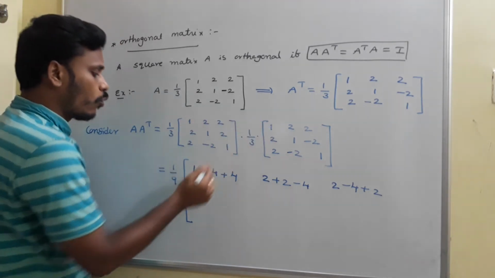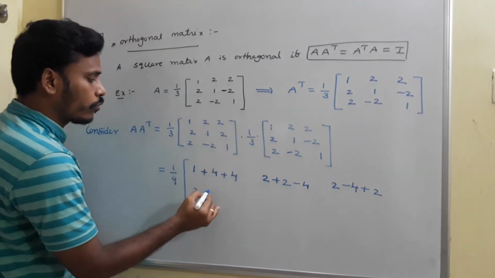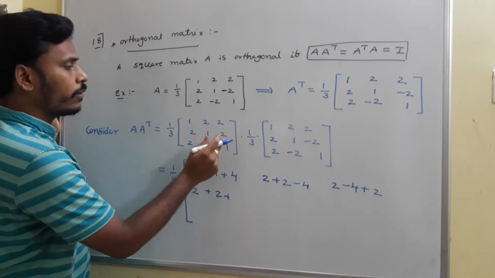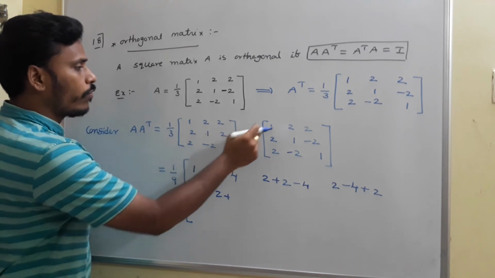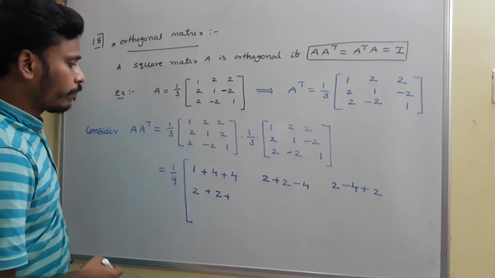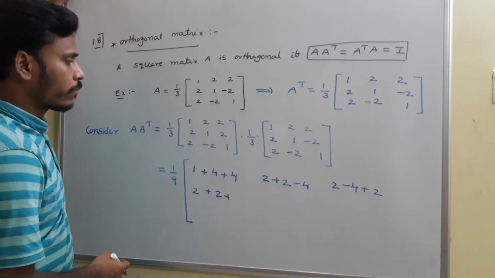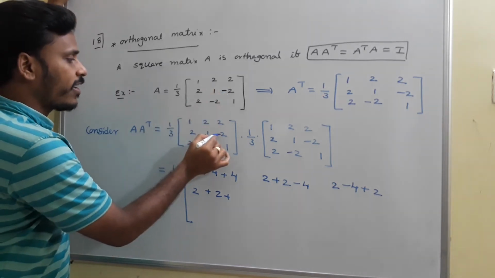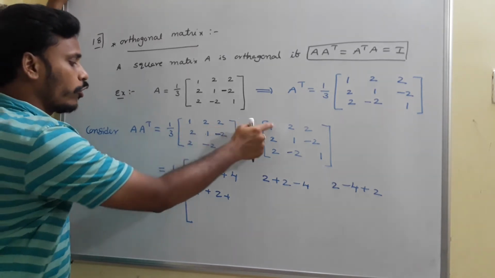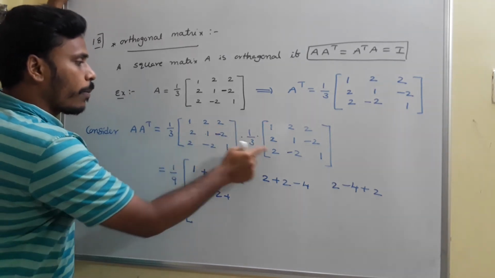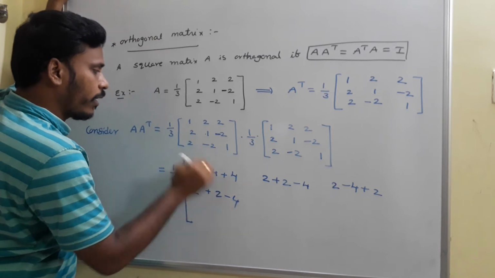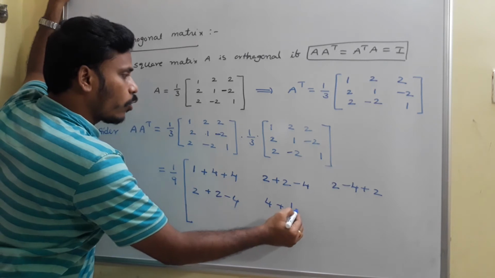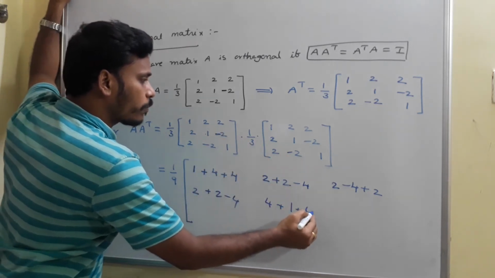So 2 into 1 is 2, 1 into 2 is 2, and then this second row with the first column. Here it is minus 2, so I need to take minus 2 here also. That's the problem. 2 into 1 is 2, 1 into 2 is 2, minus 2 into 2 is minus 4. Then second row with the second column: 2 into 2 is 4, plus 1 into 1 is 1, minus 2 into minus 2 is plus 4.